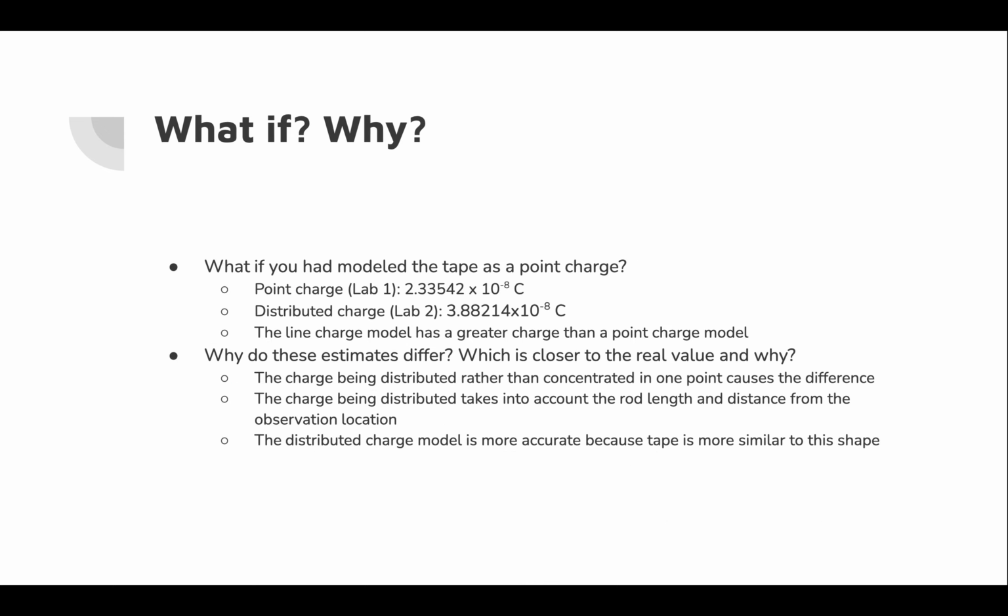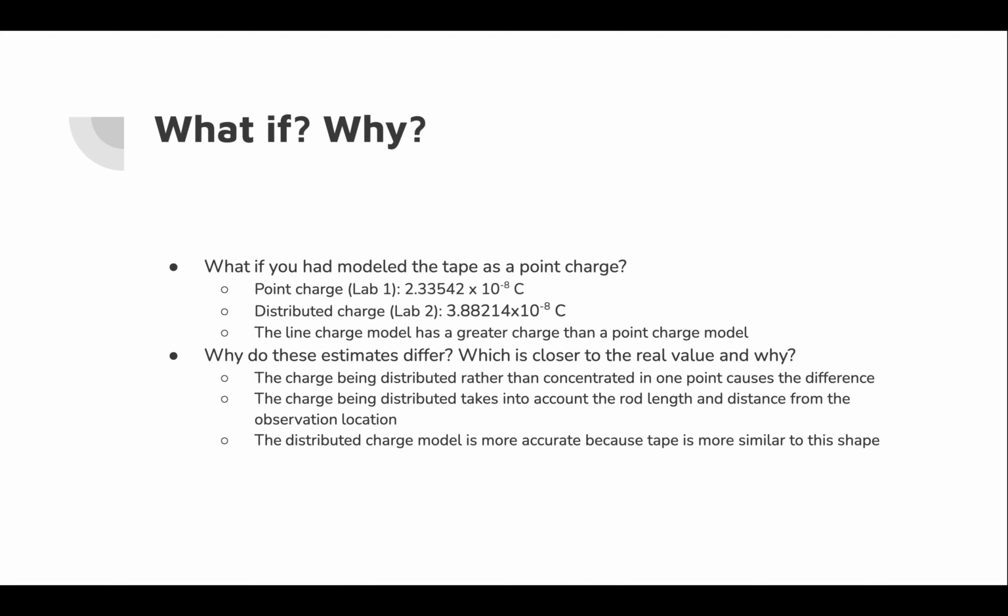So what if we had modeled the tape as a point charge rather than distributed? Well, from lab 1, when we calculated as a point charge, the magnitude was 2.3354 times 10 to the negative 8, and now it is 3.88214 times 10 to the negative 8. So the line charge model has a greater charge than the point charge model.